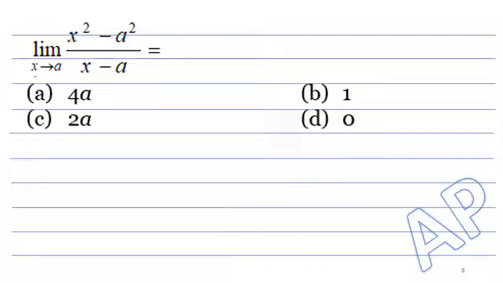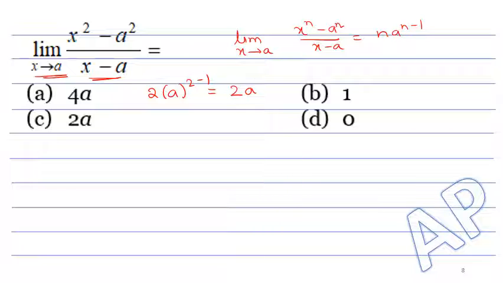Evaluate limit as x tends to a of x square minus a square by x minus a. So this is in the standard form. You can recall limit as x tends to a of x to the power of n minus a to the power of n by x minus a is equal to n a to the power of n minus 1. I have 2 in place of n here. Therefore, I have 2 into a to the power of 2 minus 1, which is 2a to the power of 1, which is 2a. So the answer is option C.